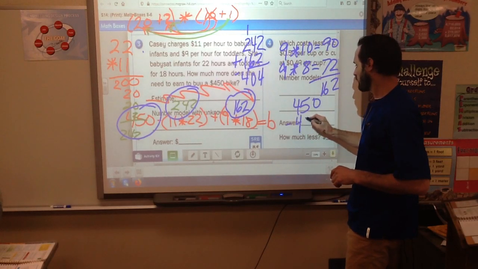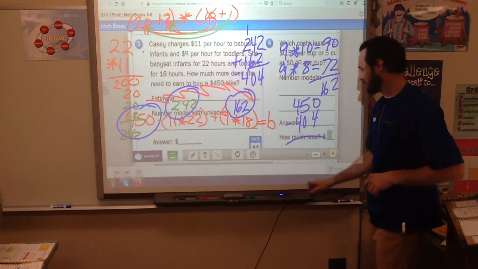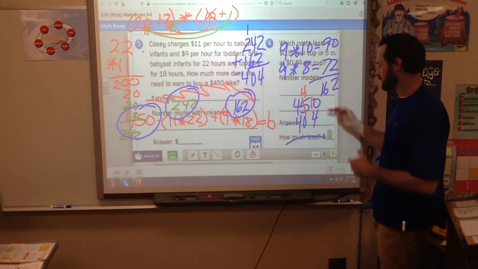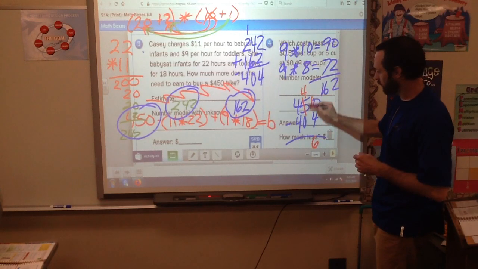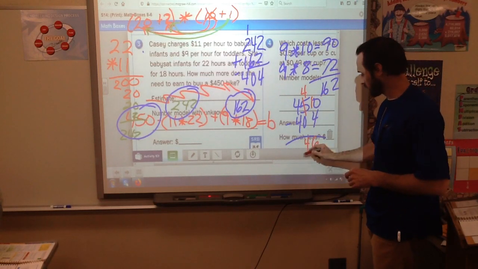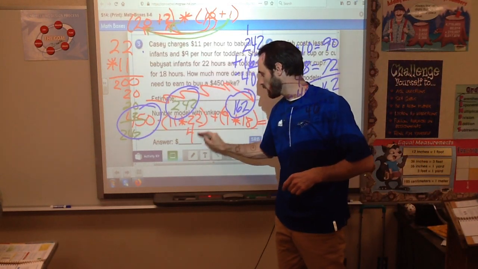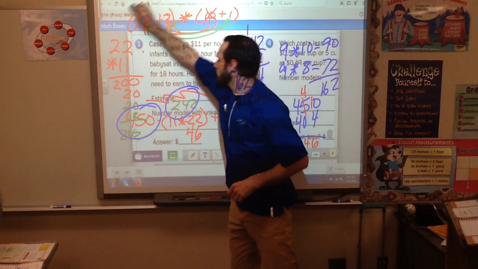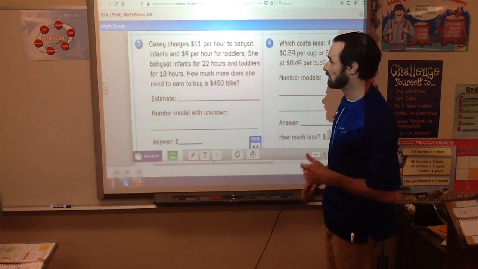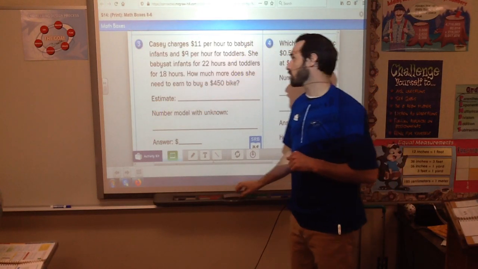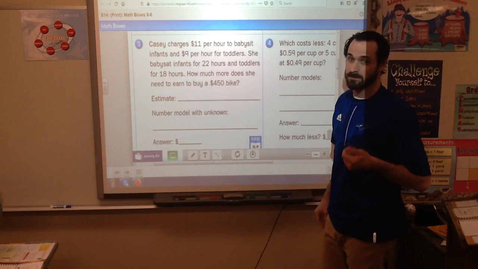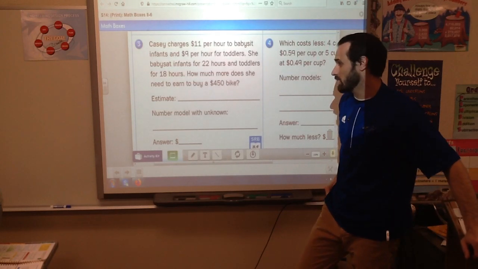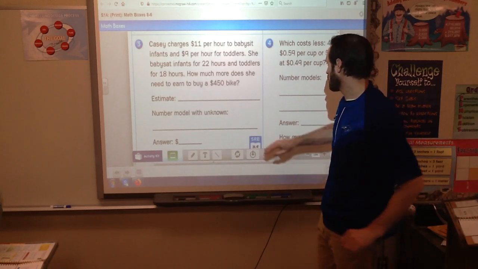The final step is to take this 450 and subtract 404. So you can't do 0 minus 4, so we cross out the 5 and make it a 4, that becomes 10. 10 minus 4 is 6, 40 minus 0 is 40, and 400 minus 400 is 0, so you should have gotten $46 is all she needs left. So if you're doing the math at home, she could do 5 hours of watching an infant, or 7 hours of watching a toddler.